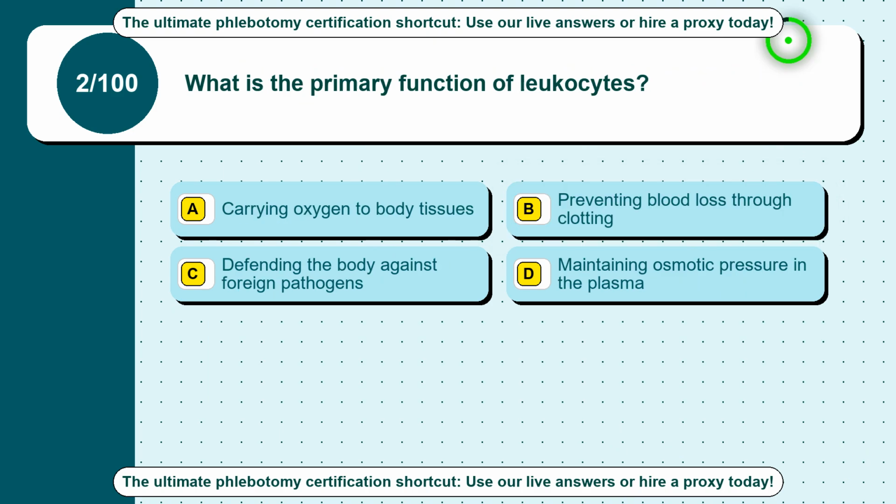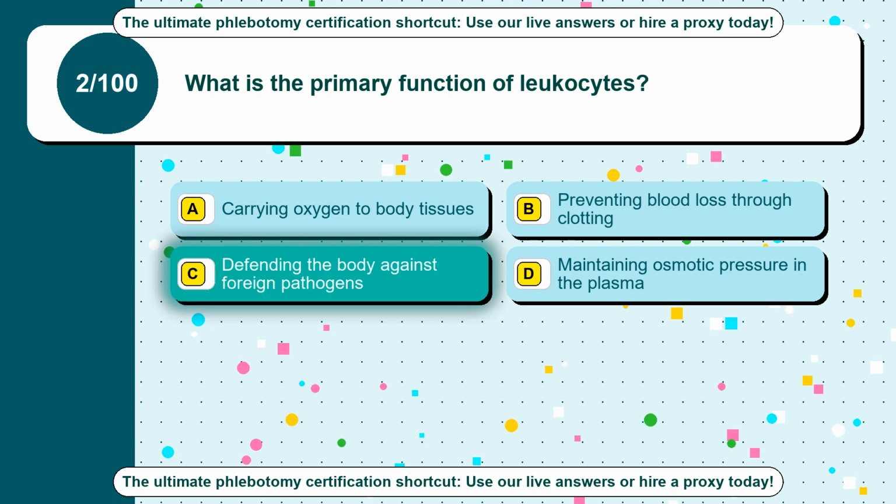Question 2. What is the primary function of leukocytes? Option A. Carrying oxygen to body tissues. Option B. Preventing blood loss through clotting. Option C. Defending the body against foreign pathogens. Option D. Maintaining osmotic pressure in the plasma.